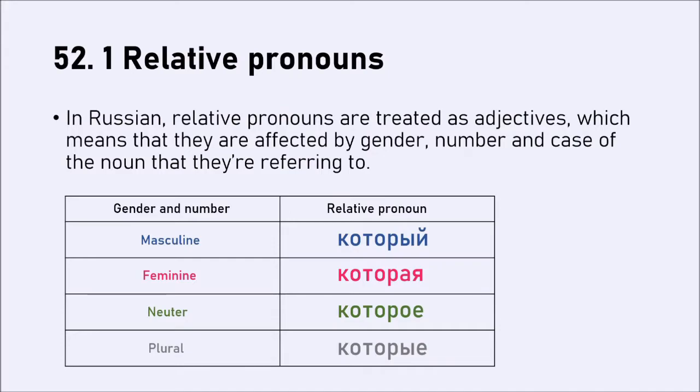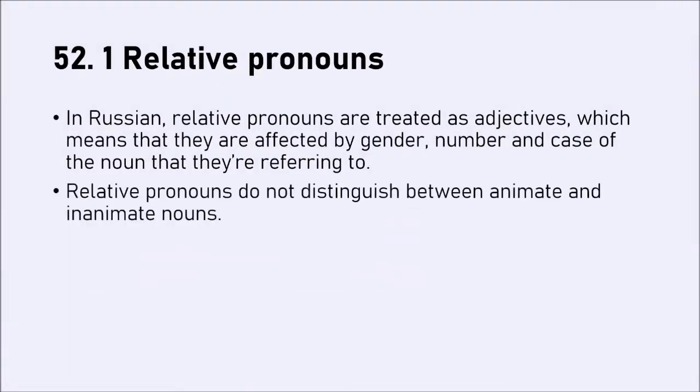Now, in Russian, unlike in English, we do not distinguish between animate and inanimate nouns that are being referred back to by the relative pronoun. So as you remember, we said the boy who, but then the situation which or the situation that. It makes life much easier in Russian because we don't have that. It's all the same.